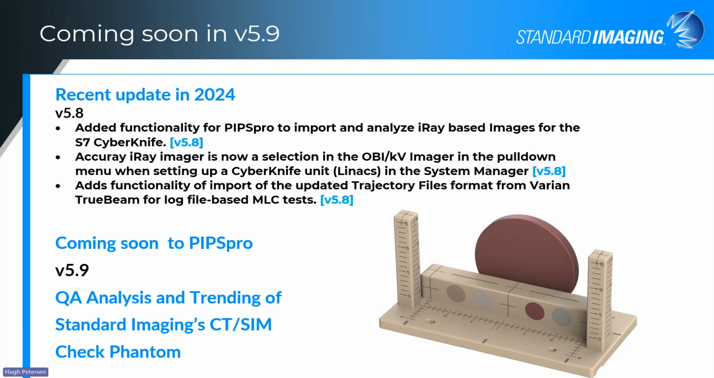But it's a very easy Phantom to use with PIPSpro. It'll give you, like I said, Hounsfield uniformity. It'll allow you to test your mobile lasers, your moving lasers for the CT simulator, and the registration and alignment of the CT. So there's a whole host of tests that can be easily done with the CT SimCheck Phantom, and that's available now. And the software should be available, looking at first quarter of 2025, for release of that version 5.9.